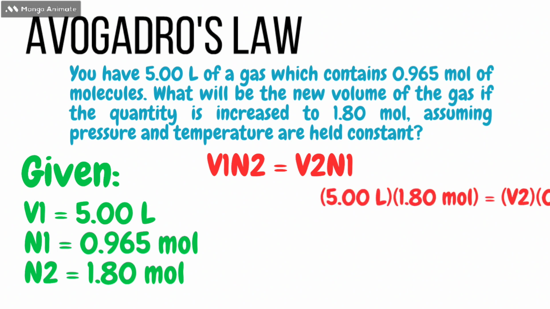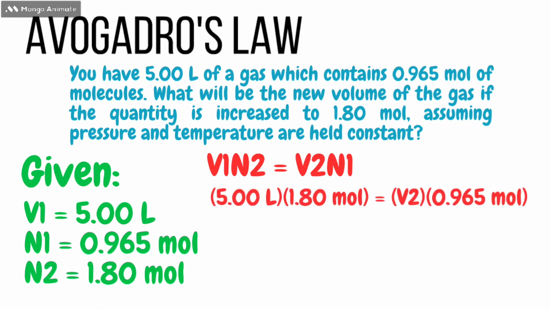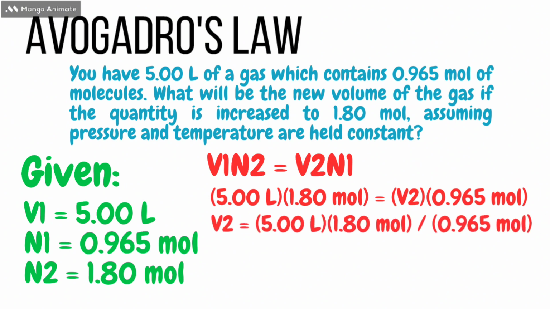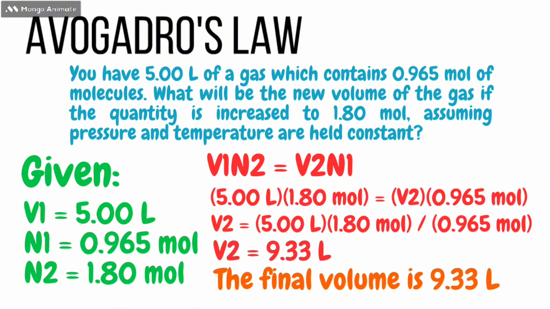Then, substitute the values. That will be 5 liters multiplied by 1.80 moles is equal to V2 multiplied by 0.965 moles. Rewriting to solve for V2 will give you V2 is equal to 5 liters multiplied by 1.80 moles over 0.965 moles. Finally, our answer will be V2 is equal to 9.33 liters.